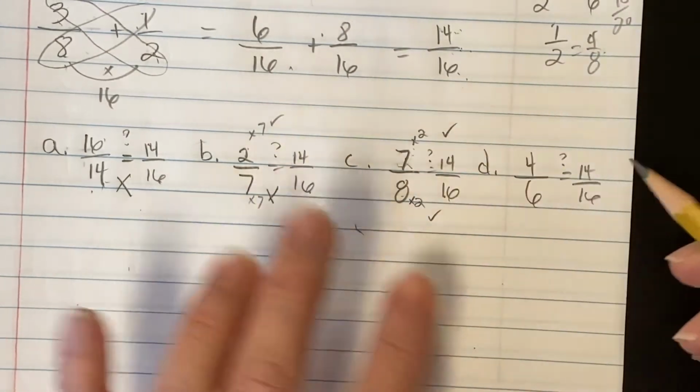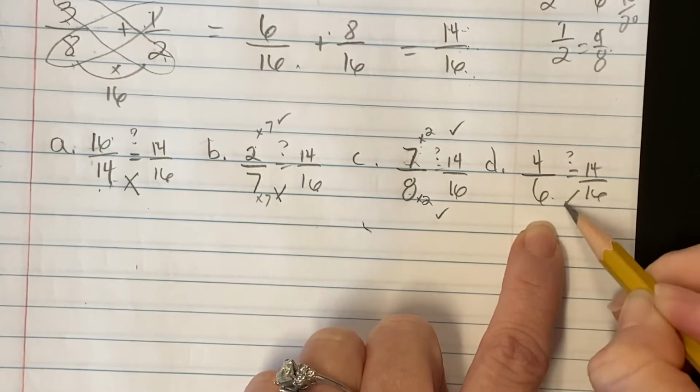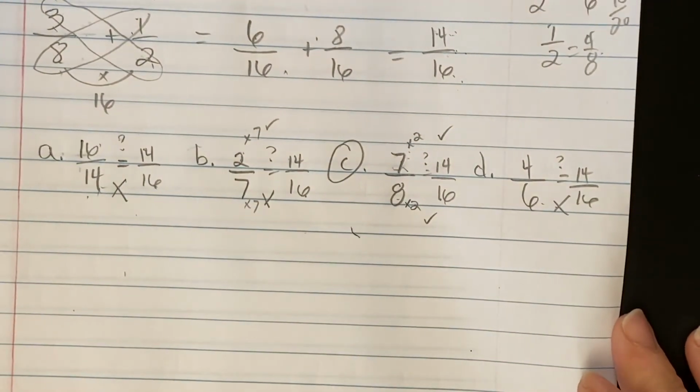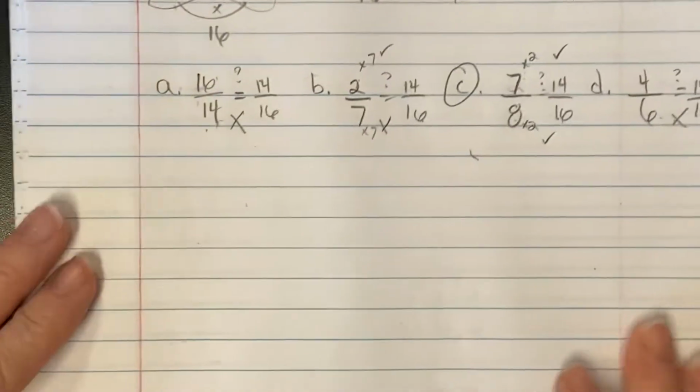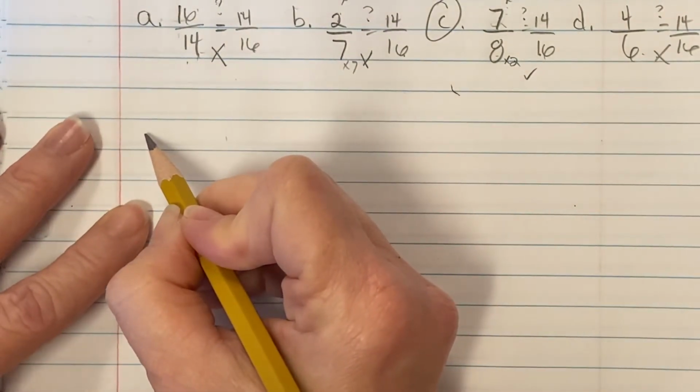But I'm going to look at the last one just to be sure. Can I make 6 into 16? Nope, I can't. So C has to be the right answer. Okay. Now, this time we're just going to try looking at a fraction and finding the equivalent answer.